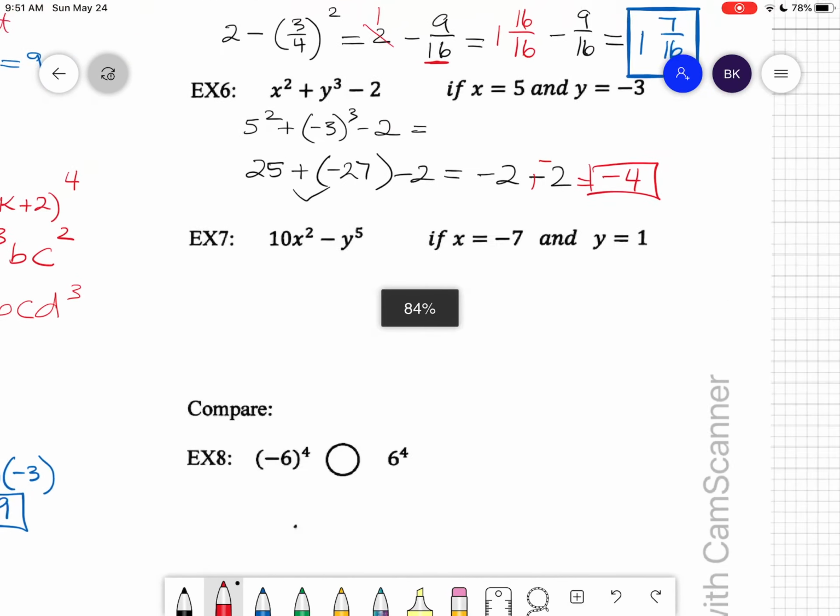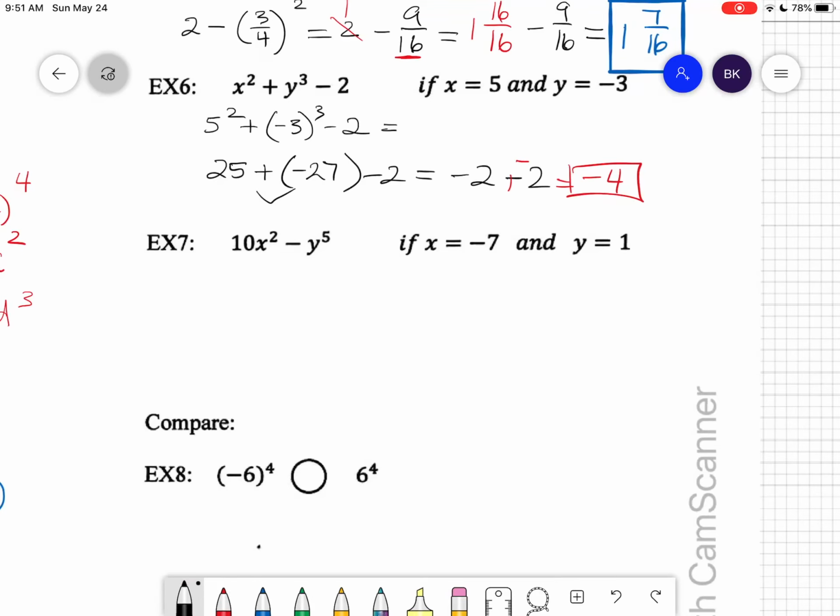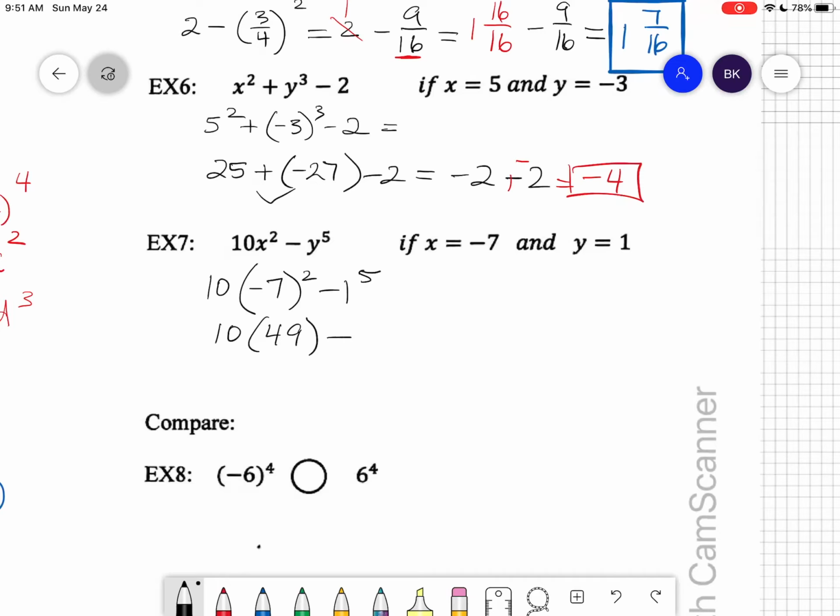Okay, moving on to the next one. 10 times negative 7 squared minus 1 to the 5th power. Negative 7 inside of the parentheses times negative 7 would be positive 49. So, and minus 1 to the 5th is simply 1. 490 minus 1 equals 489. And that is your final answer.